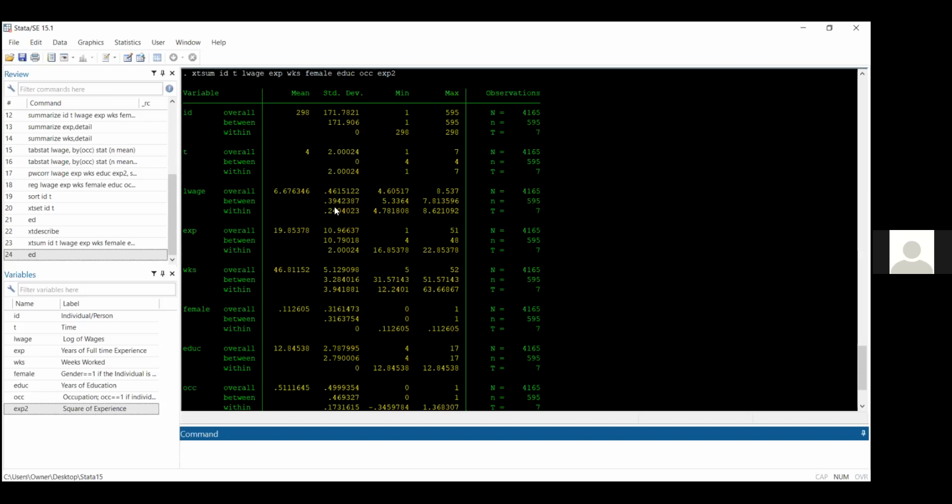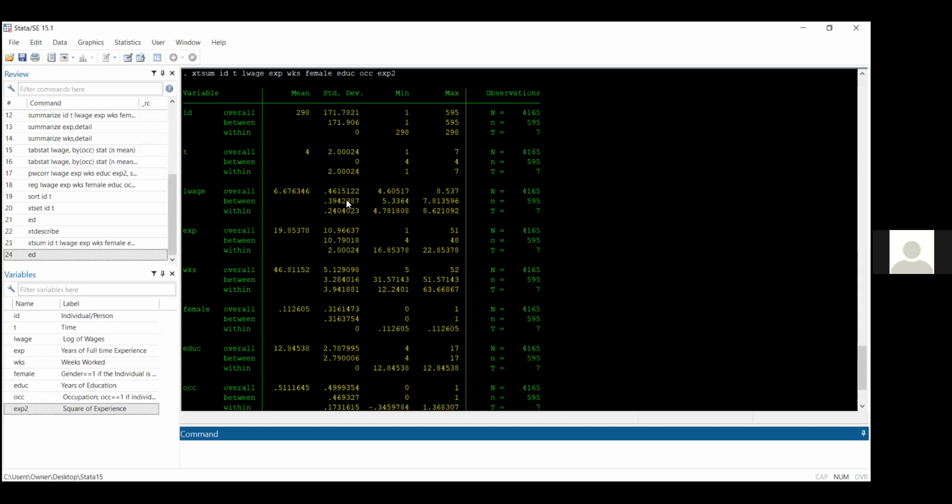Now, what you only need to understand here is for wages, there is a higher variation between individuals compared to within a person over time. This is individuals, between individual 1 and individual 2, this is the variation. This is the variation within the one person, but over the 7 periods that we are looking at. And that's the most important interpretation here: the variation within and the variation between.